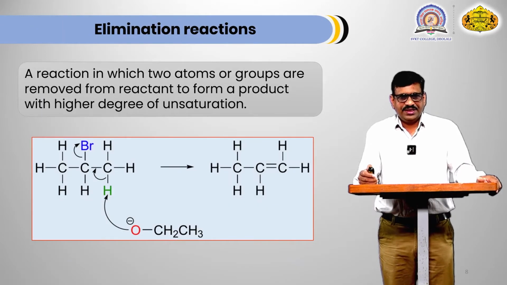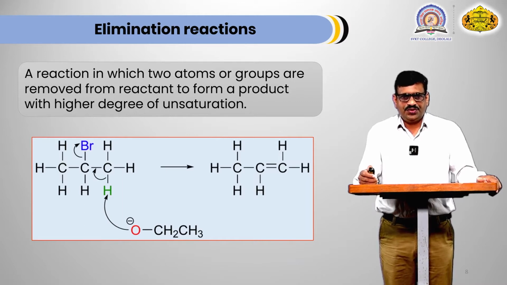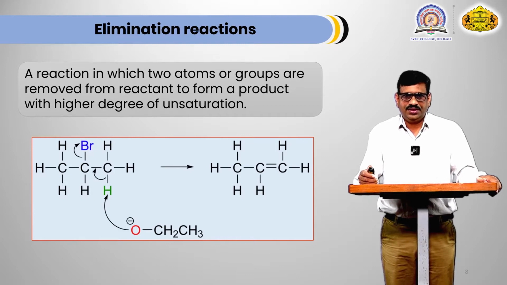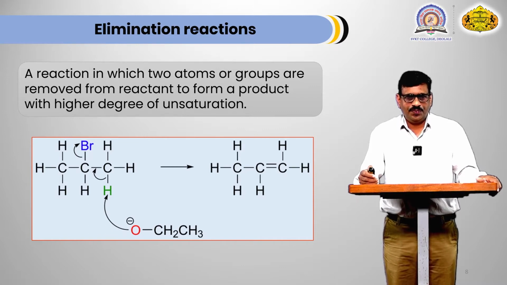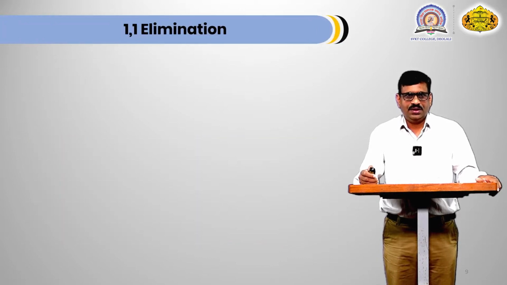Now, elimination reaction is the reaction in which 2 atoms or groups of atoms are removed from the reactant to form a product with higher degree of unsaturation. In this case, 2-bromopropane is the starting compound. When it is treated with a base like sodium ethoxide, the base abstracts the beta proton, and after that loss of bromine produces a product with higher degree of unsaturation. In this case, propene is the product.